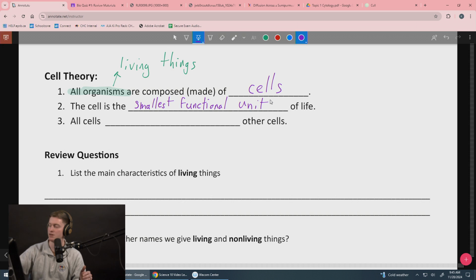And all cells have to come from other cells. All cells come from other cells, meaning that they don't spontaneously generate. An existing cell has to replicate to form a new cell. There's a bunch of good review questions here. I would encourage you to take a look at them. And then in our next lesson, we'll talk about what's actually inside of a cell and what those different pieces do.